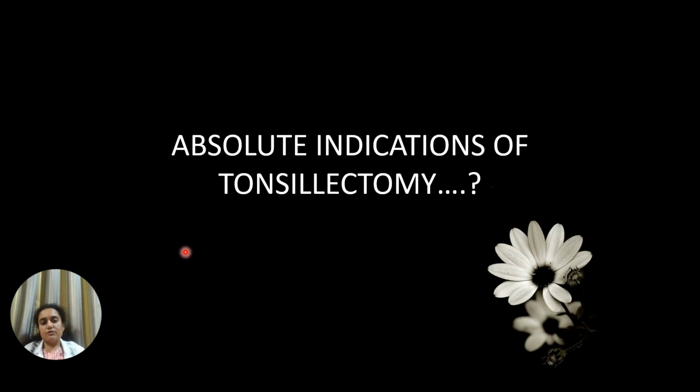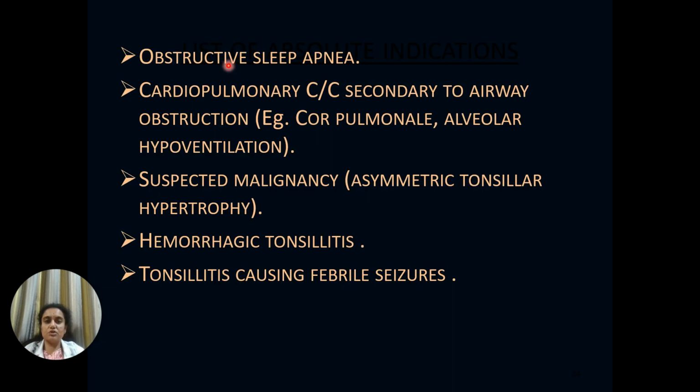In chronic tonsillitis, definitely tonsillectomy is the choice. So, tonsillectomies, let's see the indications and contraindications. The absolute indications of tonsillectomy are obstructive sleep apnea. Because of tonsillar enlargement, especially grade 4, they will be having apneic spells. And secondary to this airway obstruction, they can have cardiopulmonary issues such as cor pulmonale and alveolar hypoventilation, suspected malignancy in the tonsils, hemorrhagic tonsillitis, and tonsillitis causing febrile seizures.